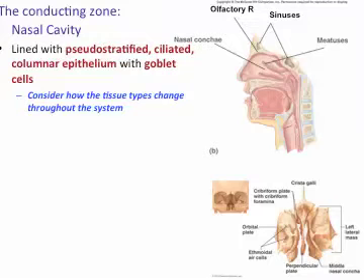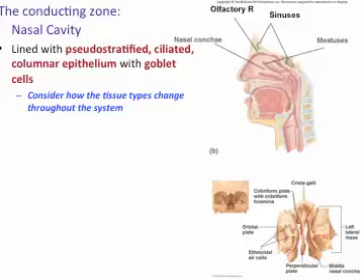So the upper part of the conducting zone will begin with pseudostratified ciliated columnar epithelium with goblet cells, but then the histology of the respiratory tree will change as you go deeper towards the lungs. For instance, as you get out into the periphery of the lungs, we're going to see a lot fewer mucus cells, because you don't want to interfere with gas exchange in the periphery of the respiratory tree, so you don't want mucus there. You wouldn't have goblet cells in the outer branches of the respiratory tree.